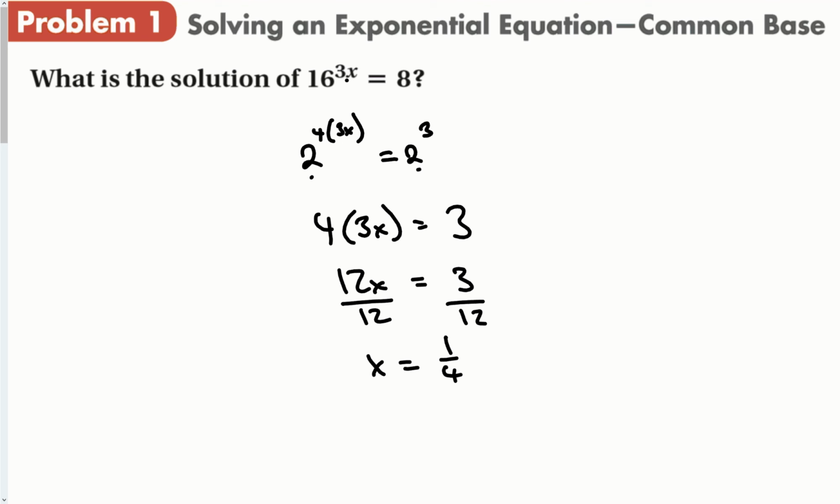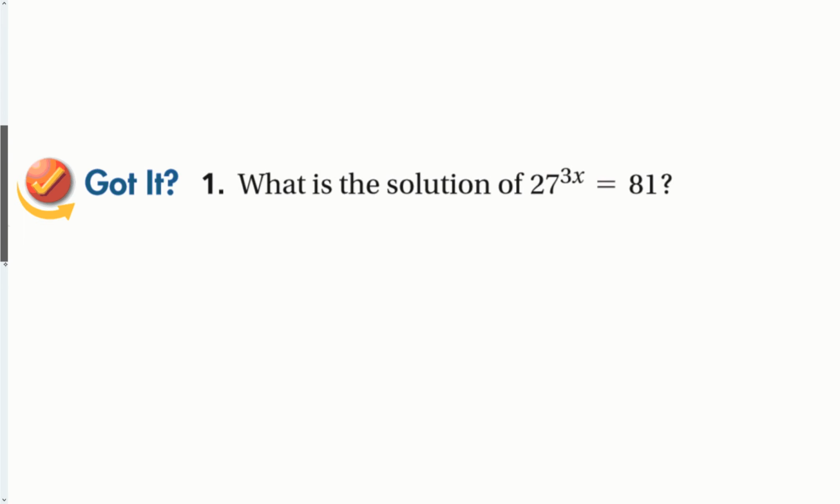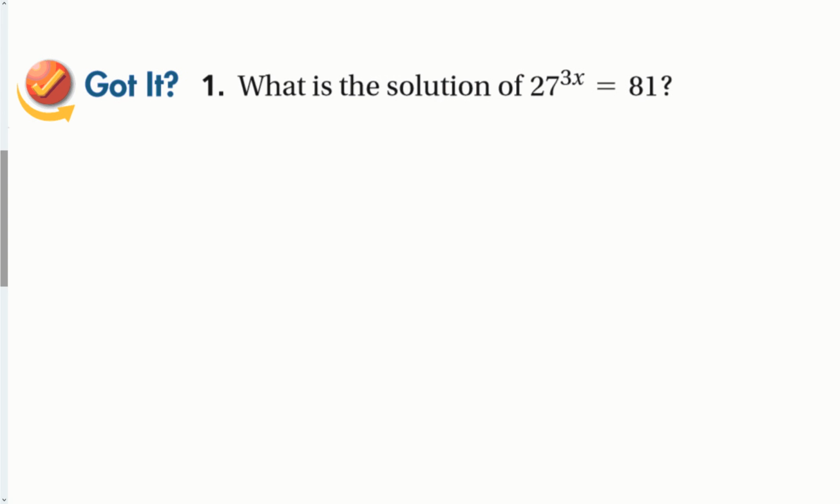That is a property that works no matter what, as long as you can make both bases exactly the same, okay? And when you can do that, the exponents must be equal to each other. Technically, you can take the logarithm of both sides and move the exponent over, which is what we'll do next, but this is a little bit easier, okay?